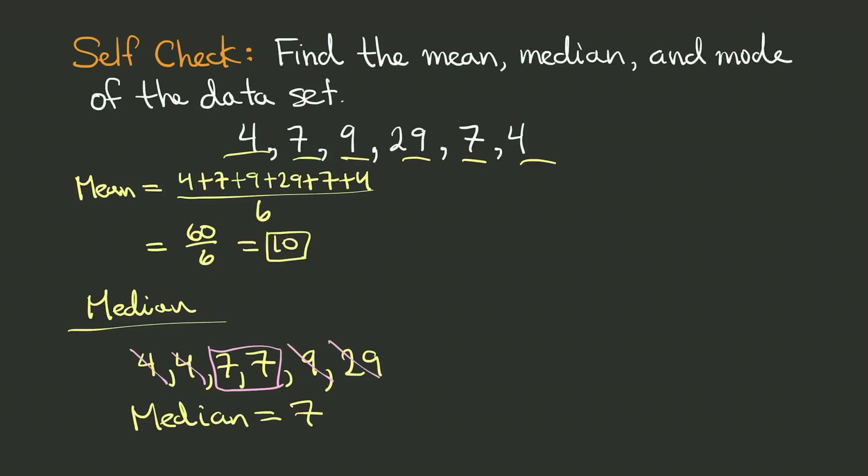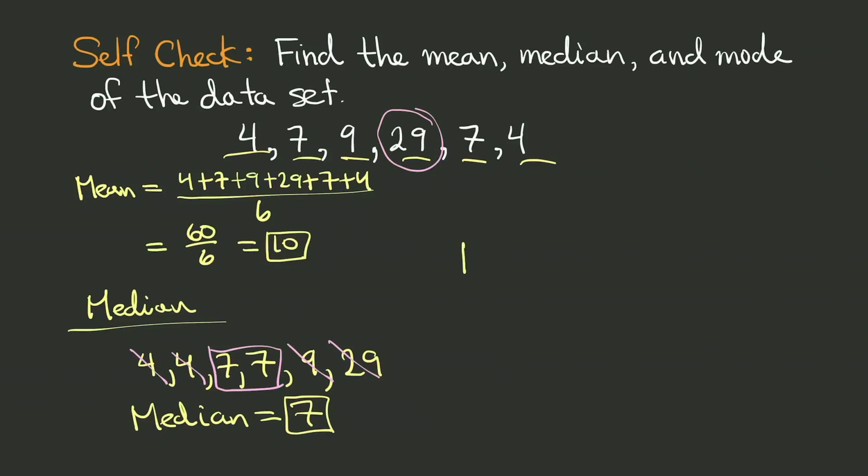Notice here that the median is smaller than the mean. This is going to be due to the fact that we have one value in our data set that's much larger than the others. The mean will be affected by that. It's going to be pulled in the direction of that 29, whereas the median is not going to be affected by it. This means that our mean is not a resistant measure of central tendency, and the median is a resistant measure of central tendency.